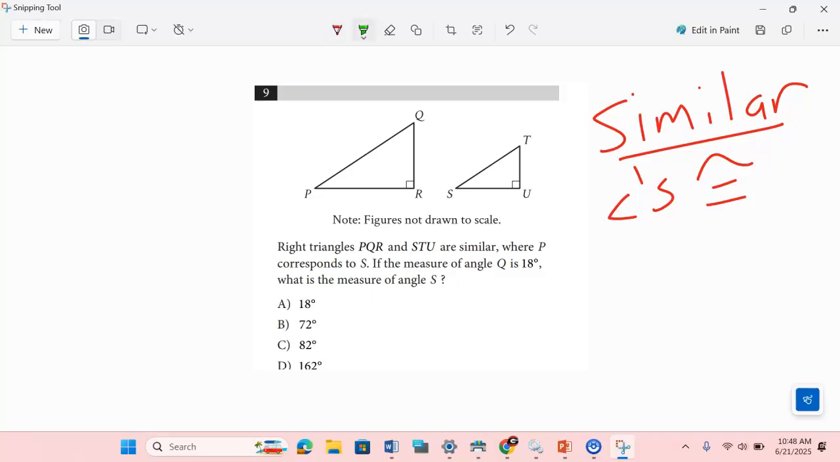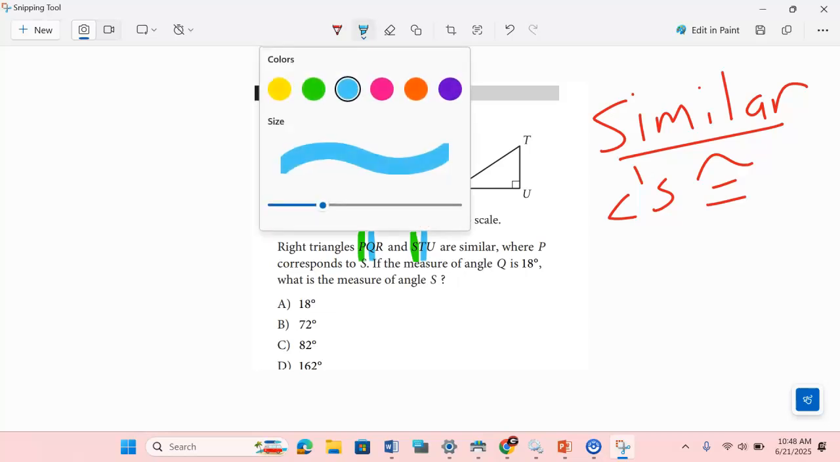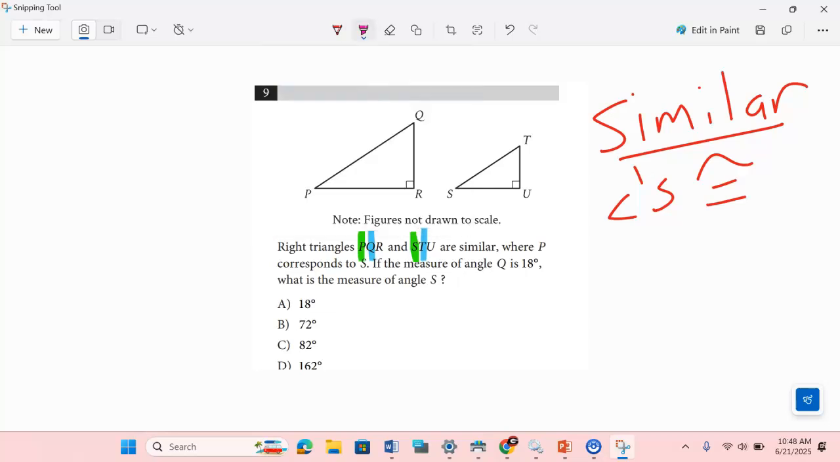Another thing we need to know is that the orientation of the triangle is important, particularly the way that you write the order here. P and S, angle P and angle S are congruent. Angles Q and T are congruent. And to be thorough here, they're both clearly right angles. Angle R and angle U are congruent.